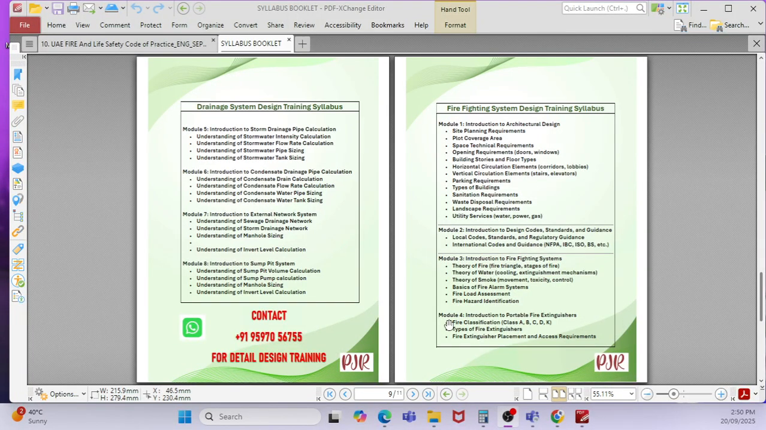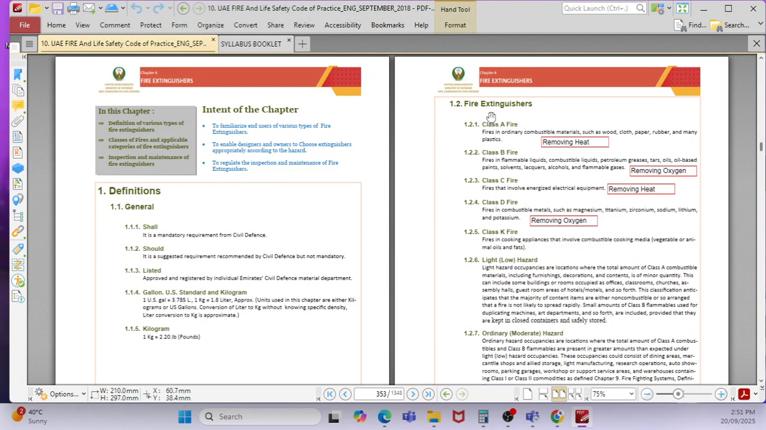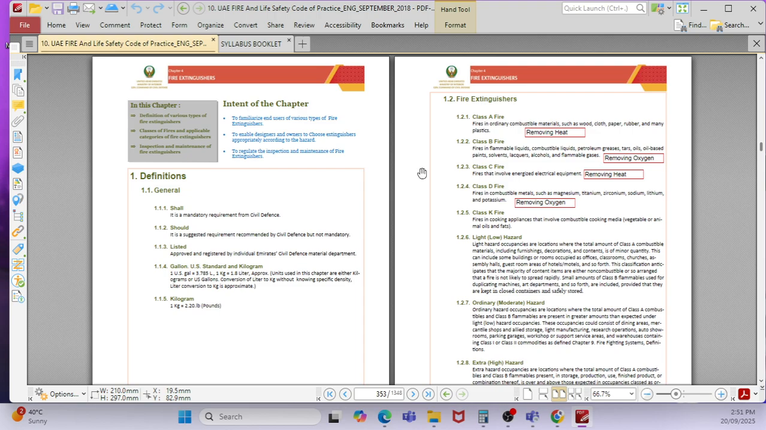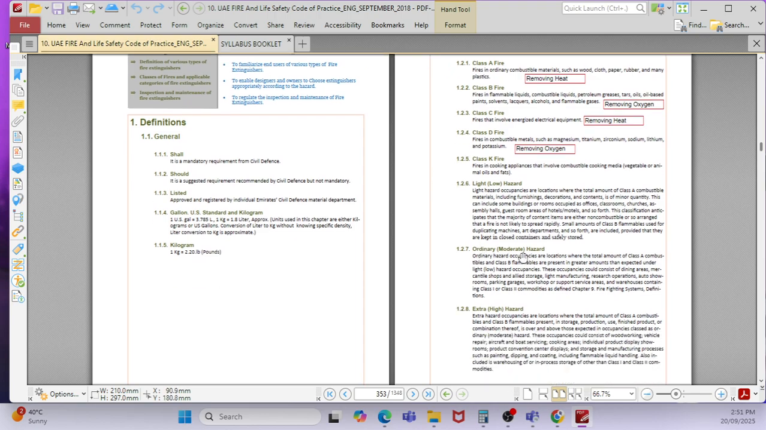So we'll start. We'll talk about model 4 for the portable fire extinguisher. If you go to the UAE fire code, you can see there is a fire extinguisher classification. There are extinguishers suitable for Class A, Class B, Class C, Class D, and Class K fires. And I also told you that there are light hazard, ordinary hazard, and extra hazard.